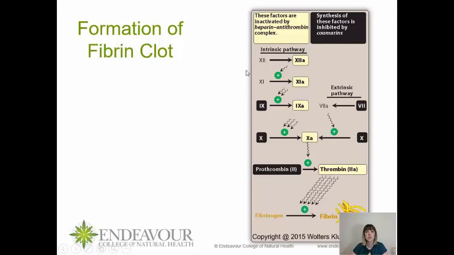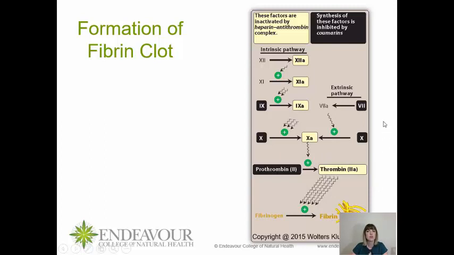But you find these factors work in a way to activate each other. So for example, factor 12 here becomes active factor 12, which in turn activates factor 11, which in turn activates factor 9, and so on and so forth, with amplification of the system at each step of activation, leading eventually to the activation of circulating prothrombin into active thrombin, which is what actually converts fibrinogen into fibrin threads that are going to reinforce a clot.